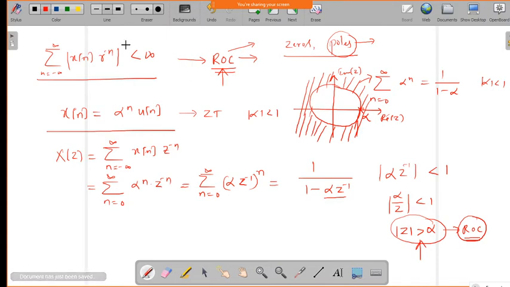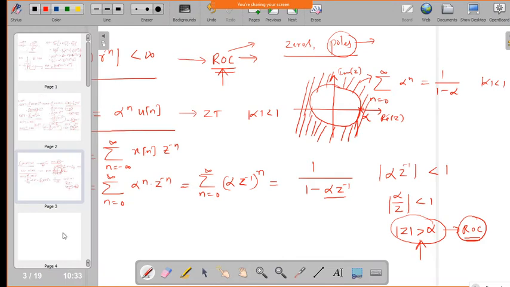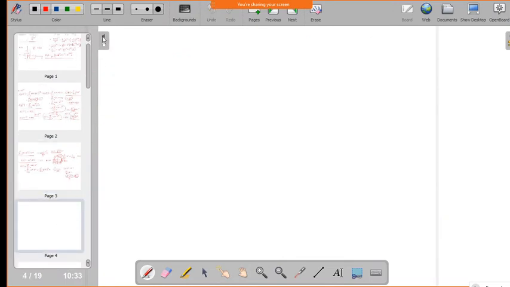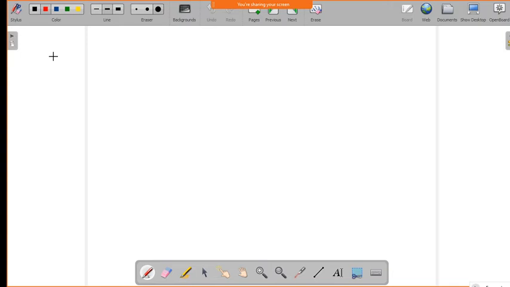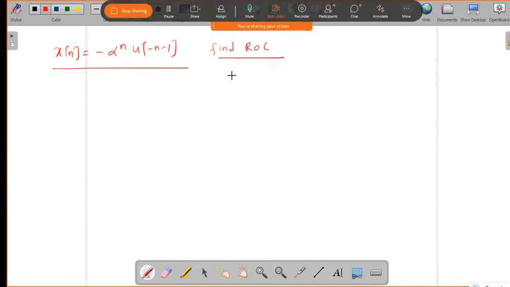Now try to find another problem. Find the z transform of the signal x of n equal to minus alpha power n into u of minus n minus 1, and find the ROC. Find the z transform and correspondingly find the ROC and sketch the ROC. Try to find this.